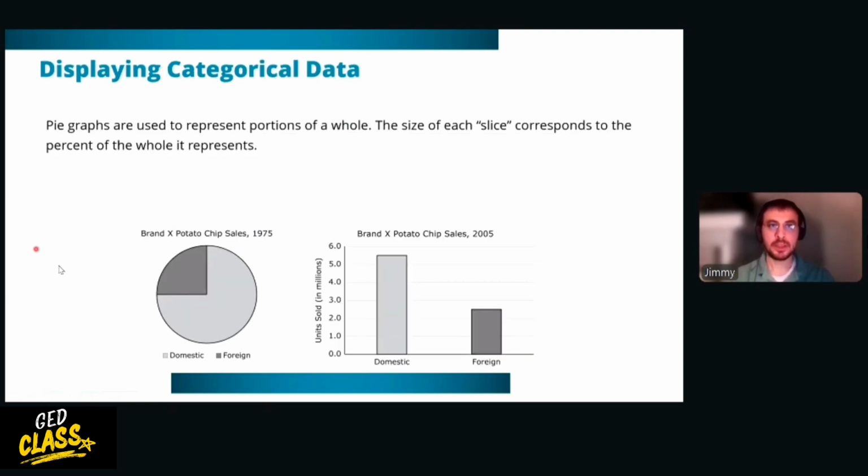All right. So displaying categorical data. Categorical data, as the name suggests, is about categories of things. So pie graphs we can use to represent portions of a whole. For example, down here, we've got brand X potato chip sales in a certain year, 1975. And we can see that foreign sales were a bit smaller than domestic sales for brand X potato chips in 1975.